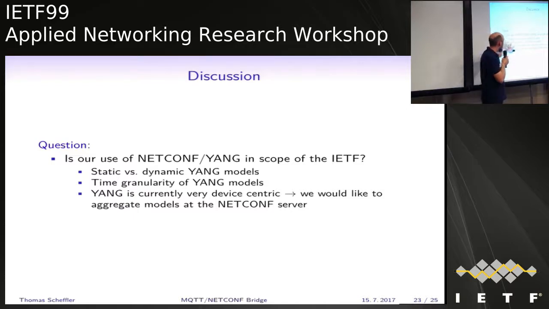And also YANG, as I see it, is at the moment very device centric. What we would like to do in the end is that we don't want to manage 1,000 devices individually, or 10,000, or however many devices we have in the end. We want to have something where we aggregate our device information and make it a network which we manage. This is maybe not so much out of scope as the other two issues, but still something which is currently not very developed in the current YANG standards.